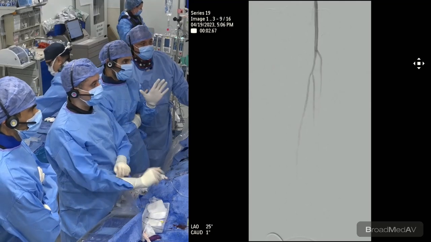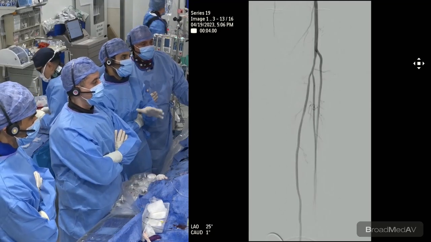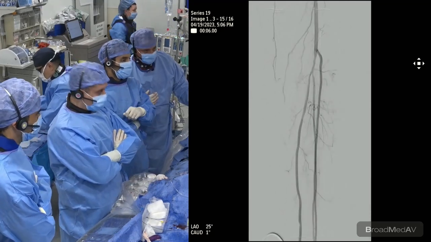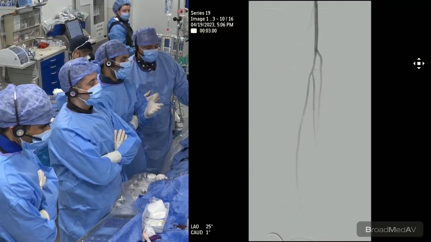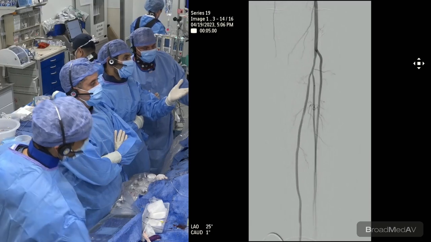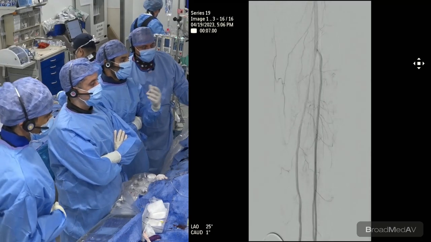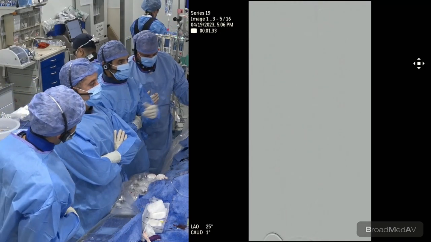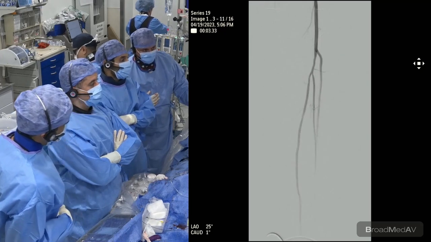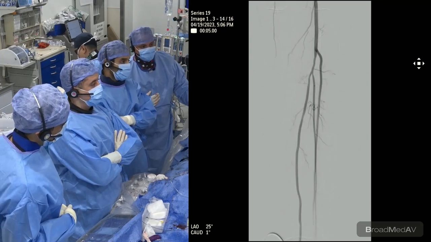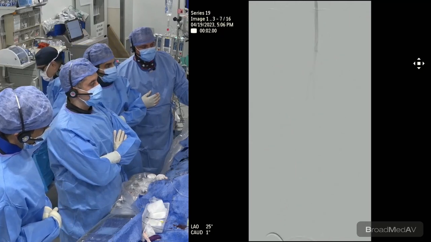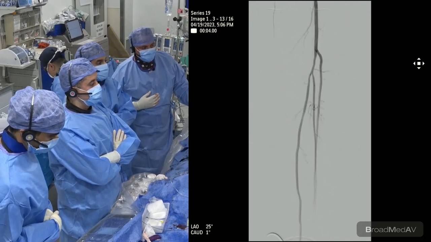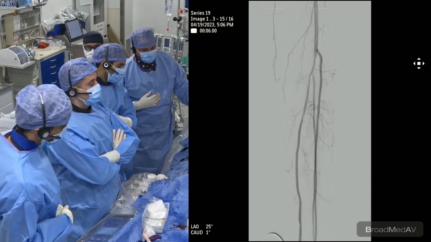Yeah, I think one of the biggest factors that results in this patient presenting the way that he did is the fact that he had multiple levels of disease. Each of these lesions in singularity probably would not have caused this. Some would argue that even this SFA lesion in and of itself, with such robust collaterals and such good popliteal disease, they may not even be true claudicants. But then considering the fact he had such severe iliac disease in conjunction with this distal SFA total lesion.